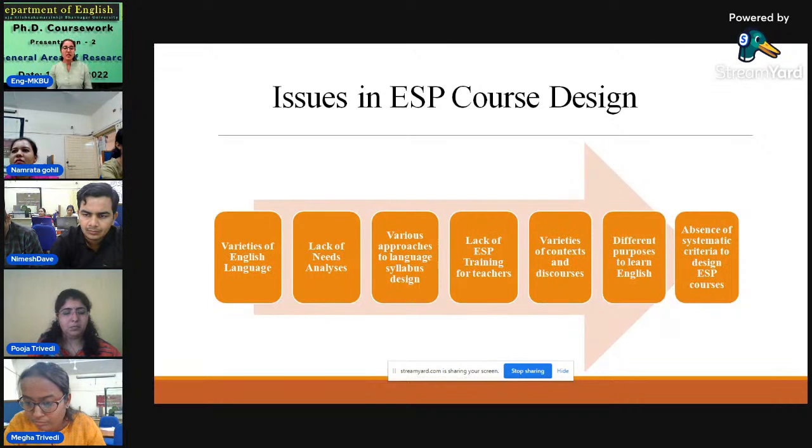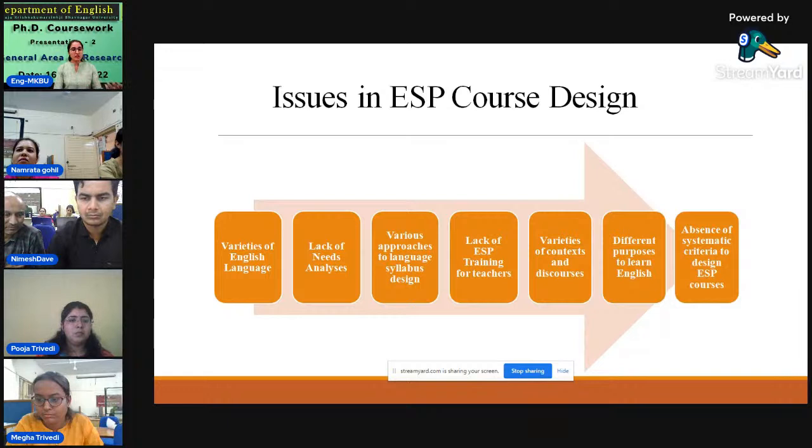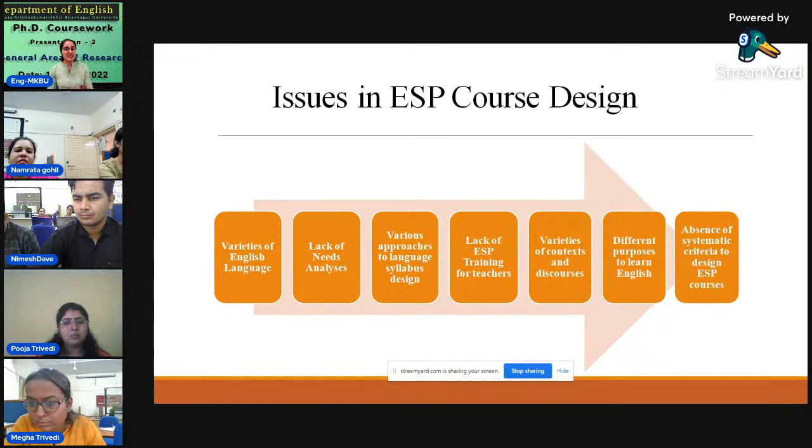The second one is lack of need analysis. Most importantly, nowadays when we assess the ESP courses which are available, they are also designed without proper need analysis. Even for general purpose English courses, need analysis is very important, to know what the need of the learners is, so accordingly we can cater to those needs. Third, there are various approaches to language syllabus design: skill-based approach, content-based approach, and many more. We should understand those approaches and what kind of approach we are using to design the syllabus for the specific purpose. Then, most importantly, there is a lack of ESP training for teachers.